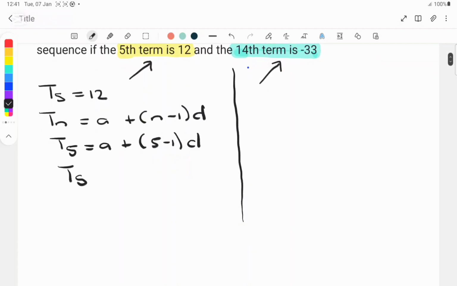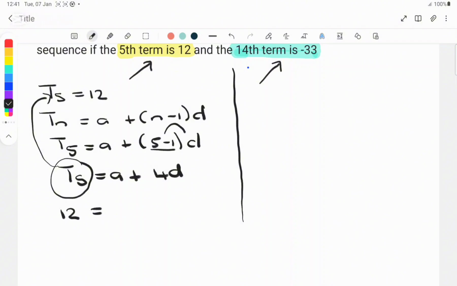Then I'm going to simplify. 5 minus 1 is 4. 4 times D is 4D. And then I'm going to look at this T5 and go back. T5 is equal to 12, so I'm replacing the T5 with 12. And I call this equation number 1.